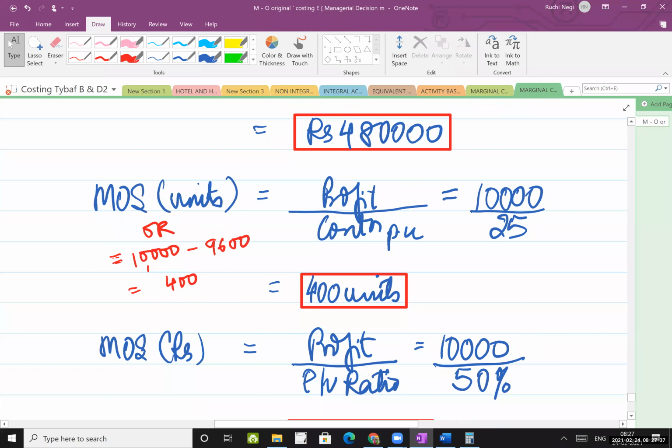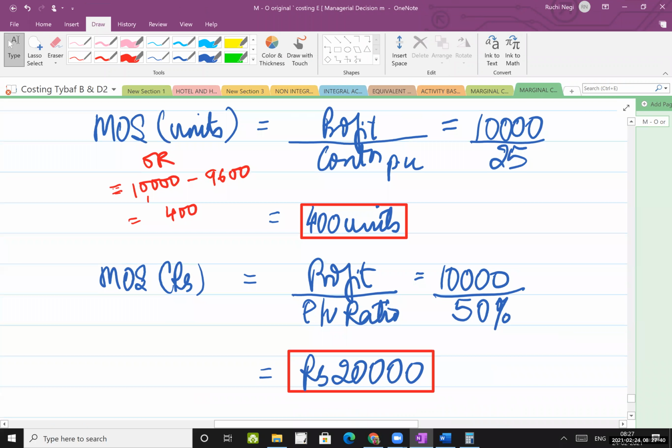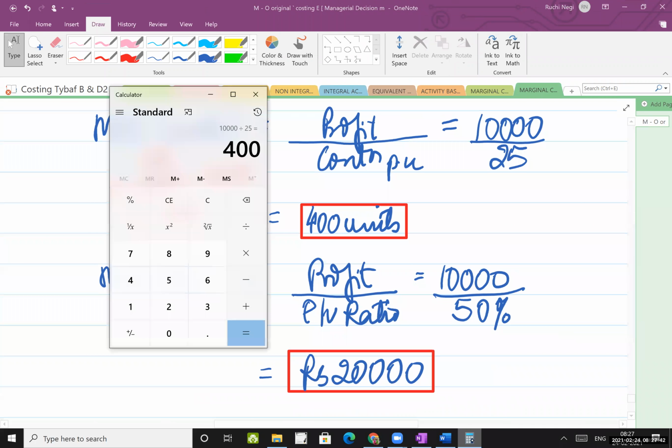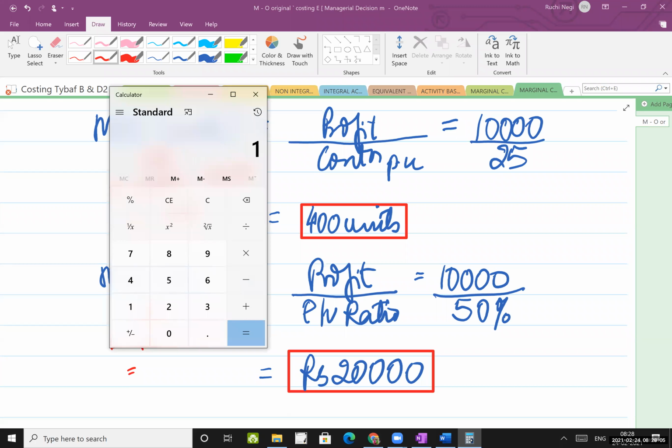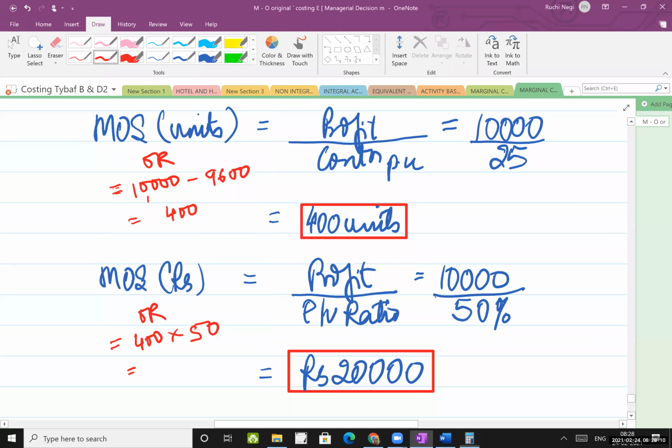Then MOS in rupees is profit upon PV ratio. So 10,000 divided by 50%, 20,000. Use the other formula to cross check your answer. MOS in rupees is MOS in units, 400, multiplied by selling price per unit 50. Obviously it will tally. 400 into 50, see, it has to match 20,000.